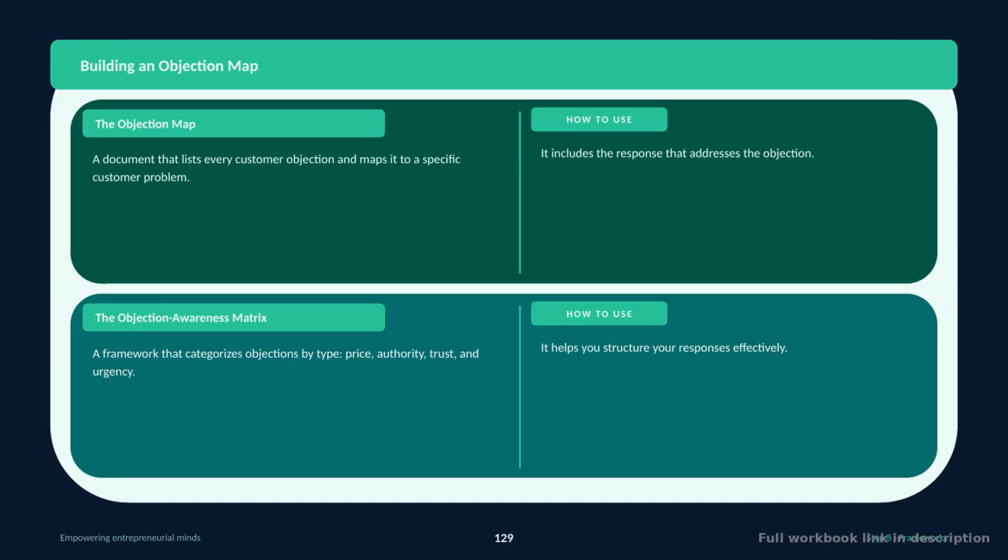You have two frameworks. First, the objection map. This lists every customer objection and maps it to a specific customer problem. It includes the response that addresses the objection. Second, the objection awareness matrix. This categorizes objections by type: price, authority, trust, and urgency. It helps you structure your responses effectively.